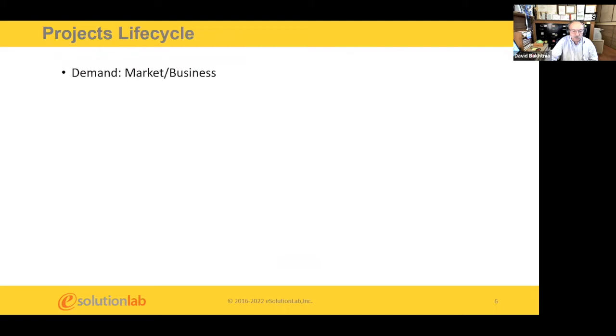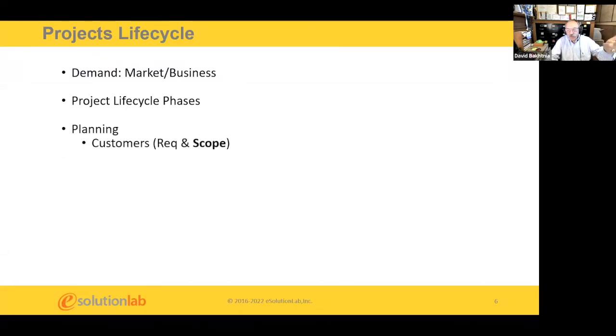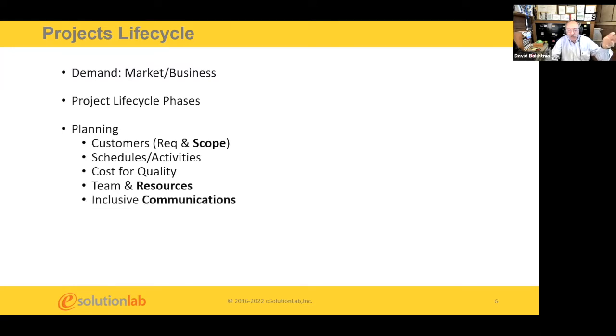Life cycle. Depending on market demand, cultural or business needs, and other things, we go through this life cycle, at least by ITIL, PRINCE2, PMI, and ISO 21500. We go through planning, which is looking at scope and getting all the requirements, scheduling, cost controlling, resource and team planning, and all the inclusive, and I'm expressing inclusive communication of all stakeholders.